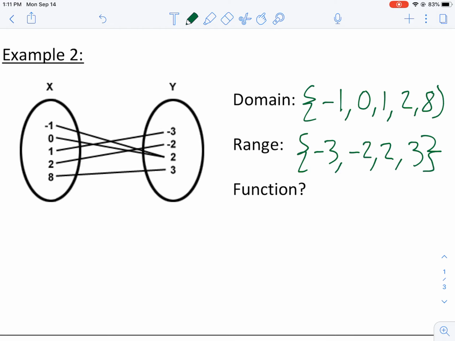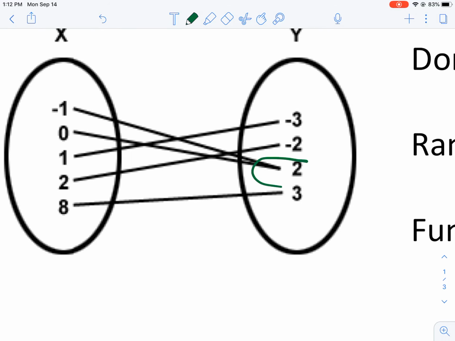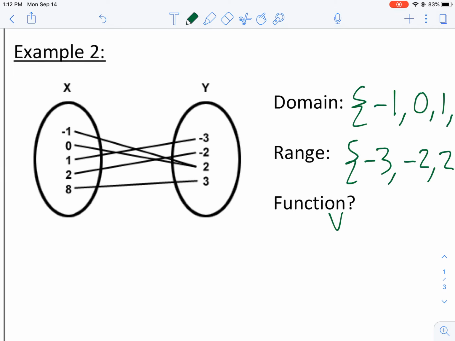And is this a function? So some people might say no, right? They might be tempted to say it's not a function because here, -1 goes to 2 as well as 0 also goes to 2. But remember, it doesn't say that each output has to only have one input. You can have as many inputs going to the same output as you want, as long as each input has exactly one output, and that's the case here. -1 has one line, 0 has one line, 1 has one line, 2 has one line, and 8 has one line coming out of it. So this actually also is a function.